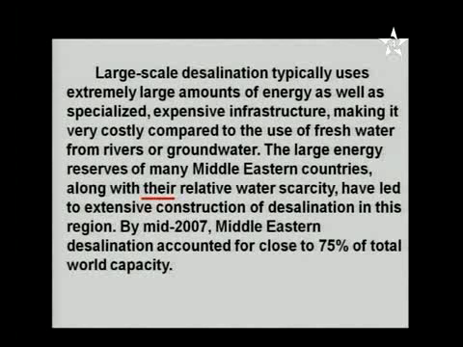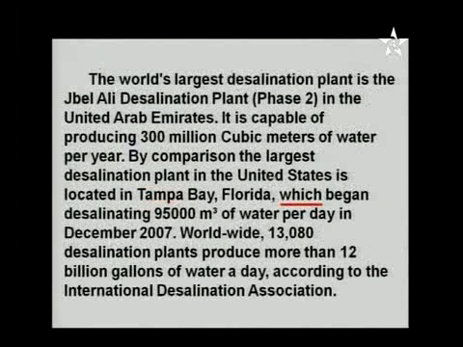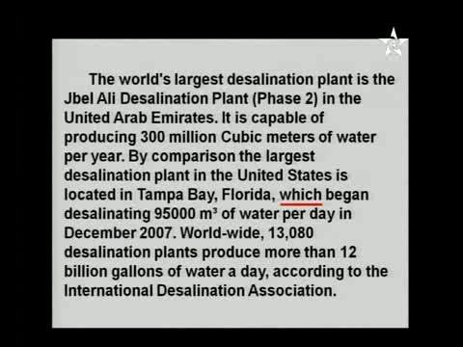The large energy reserves of many Middle Eastern countries, along with their relative water scarcity, have led to extensive construction of desalination in this region. By mid-2007, Middle Eastern desalination construction accounted for close to 75% of total world capacity. The world's largest desalination plant is the Jebel Ali Desalination Plant, Phase 2, in the United Arab Emirates.